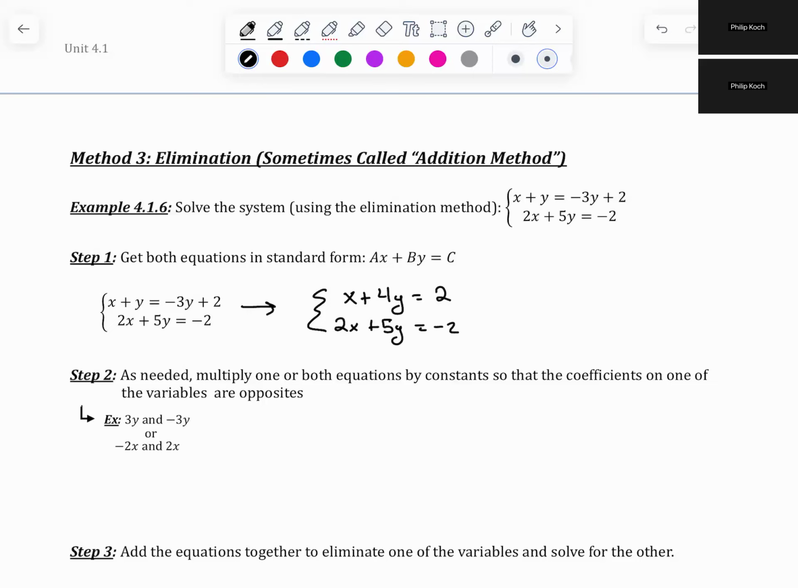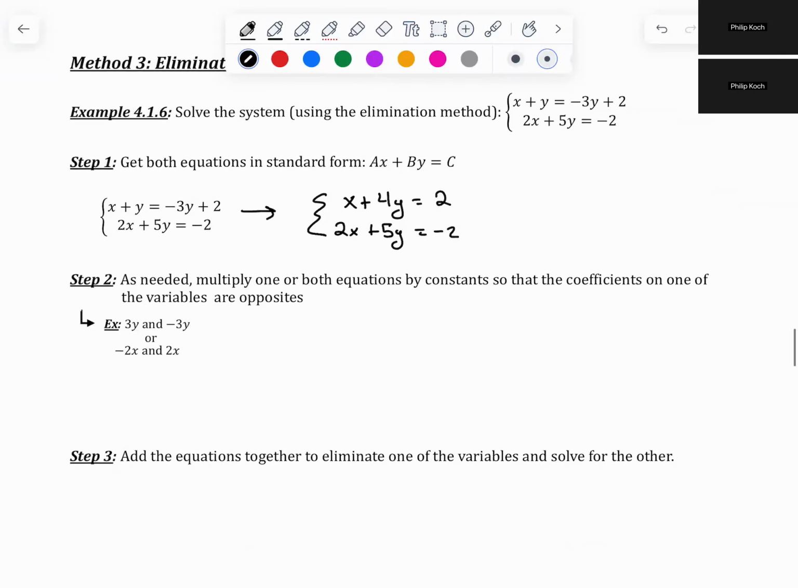Then, once you've done that, you're going to, as needed, multiply one or both equations by constants so that the coefficients on one of the variables are opposites. They're the same number, but opposite signs. So you want to get like 3y and -3y, or -2x and 2x, or 2.5y and -2.5y, whatever the case may be. So looking at this situation, I'm going to rewrite them, but without the curly brace. So I got x plus 4y equals 2, and then 2x plus 5y equals -2.